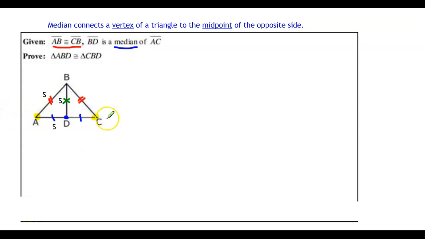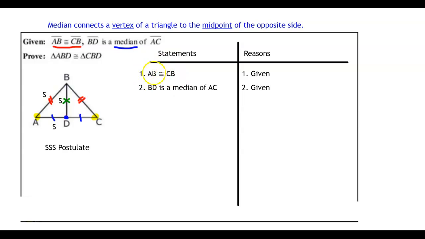However, I'm not going to write the proof like that only because I'm trying to make it as straightforward as possible. I'm just telling you that there are multiple different ways of solving some proofs. In this case, I could use the side angle side postulate to prove it as well. But let me give you the side method because it's a little bit more straightforward. Let's get these two out of the way first. AB and CB are congruent, and also BD is a median of AC because those are both given.